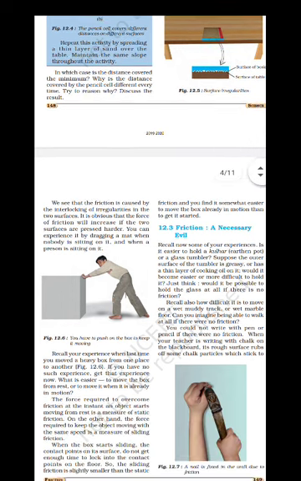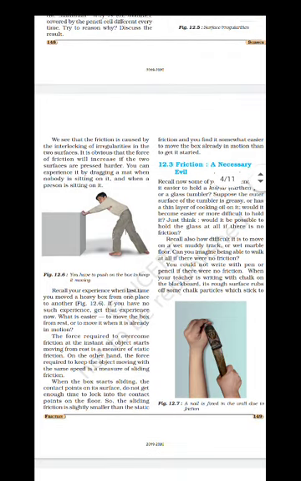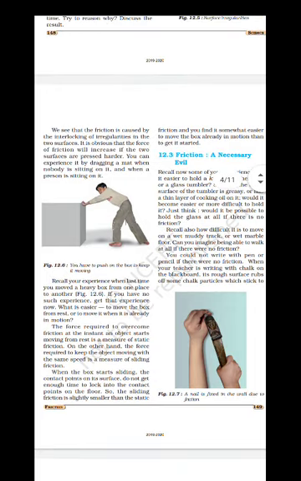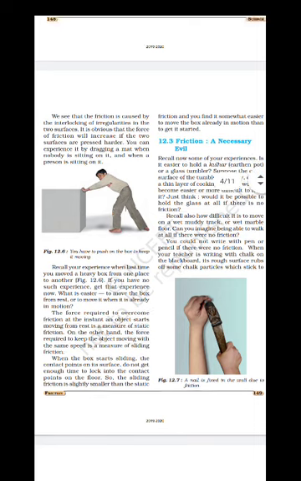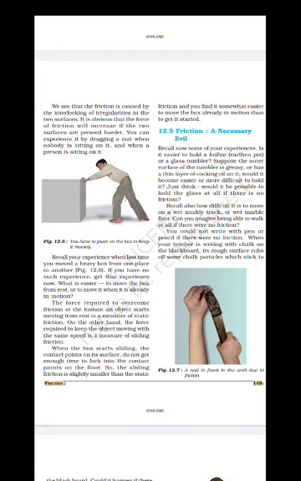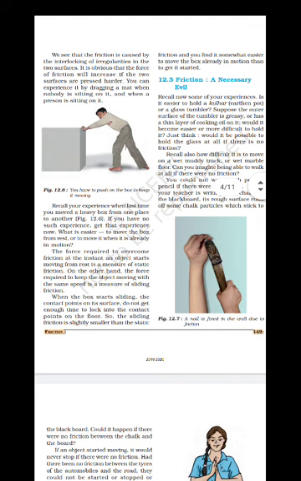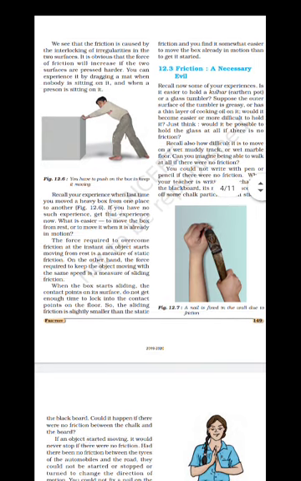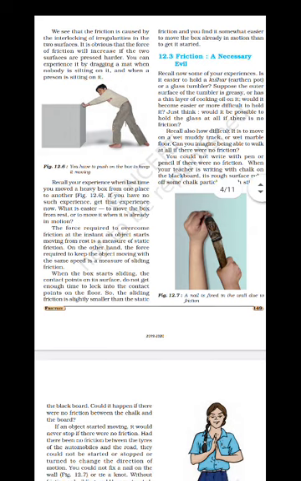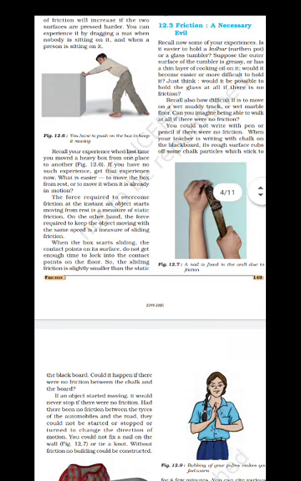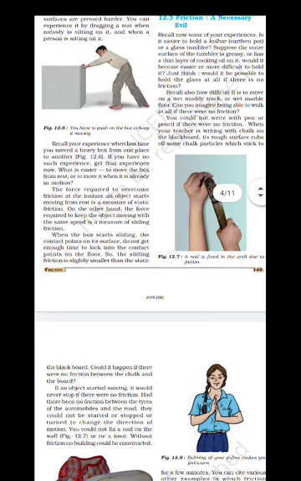We see that friction is caused by the interlocking of irregularities in the two surfaces, and you can experience it by dragging a mat when nobody is sitting on it. When a person is sitting on it, you have to apply more force, isn't it? So you can understand by doing this activity on your own that if the surface is smooth, you can easily move it, or if the object is heavy, more force is to be applied. If you have no such experience, get the experience now: what is easier, to move the box from rest or to move it when it is already in motion?